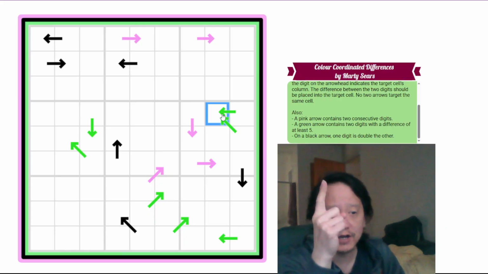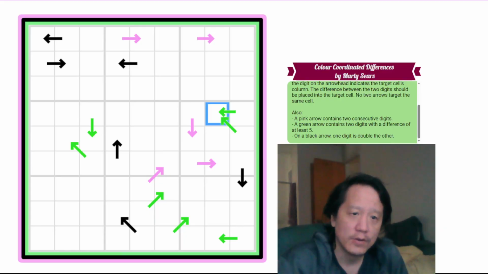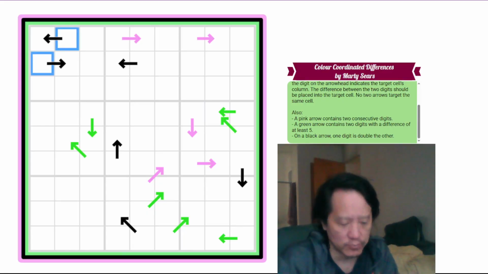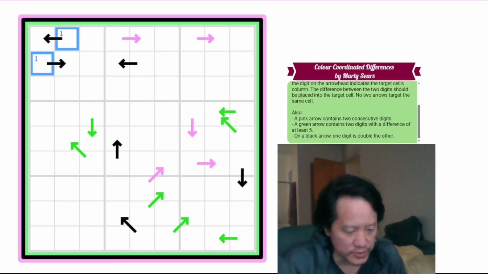We have to have 1 out of 1-2 or 2-1. So 1 out of 1-2 or 2-1 has to be a 1. Oh, that's interesting.